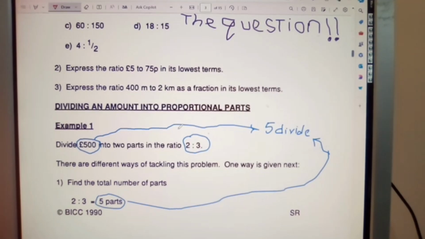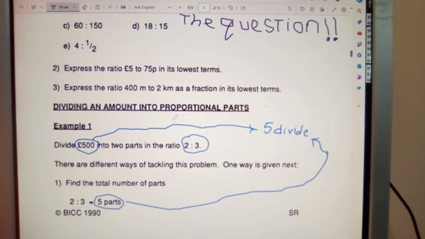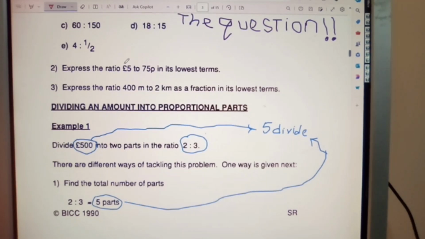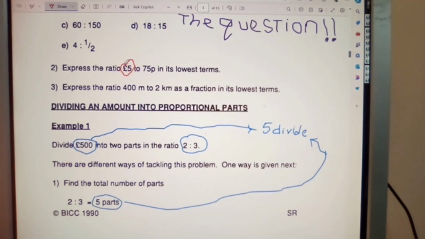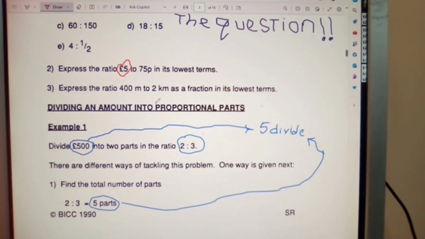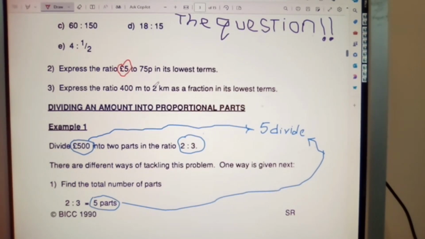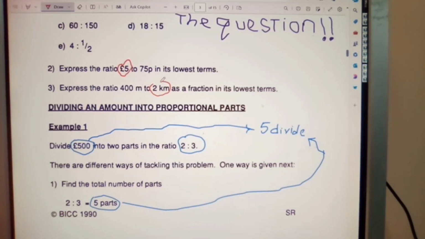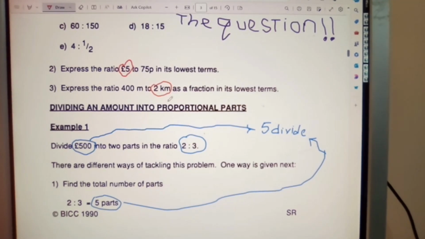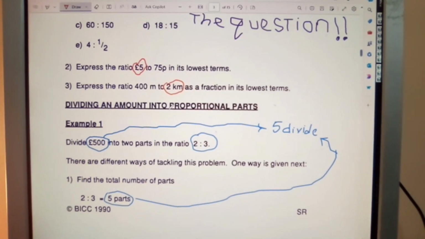Now, express the ratio of £5 to 75 pence in its lowest terms. You need to bring this to hundreds, so it'll be 500 to 75. Remember that. Express 400 meters to kilometers. You need to bring the kilometers to meters. All right. Now that's for you to begin to do for yourselves.